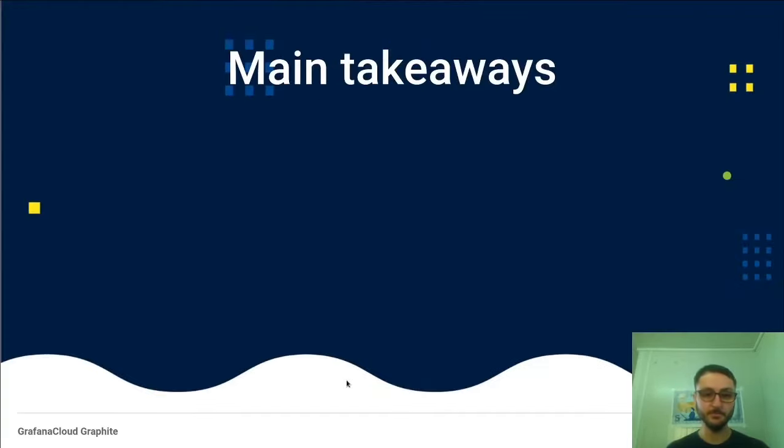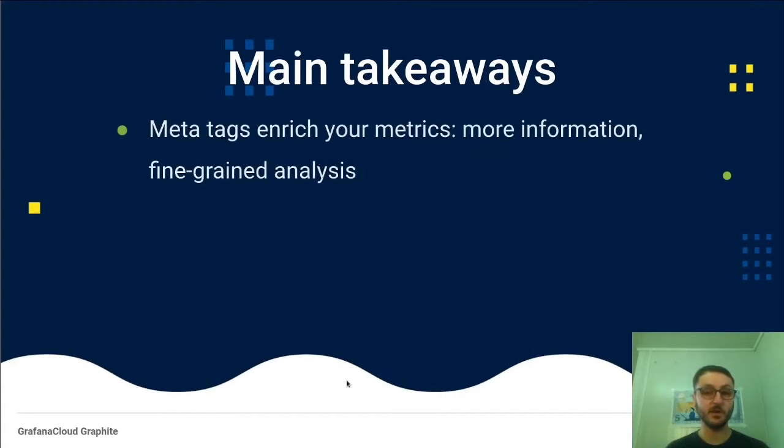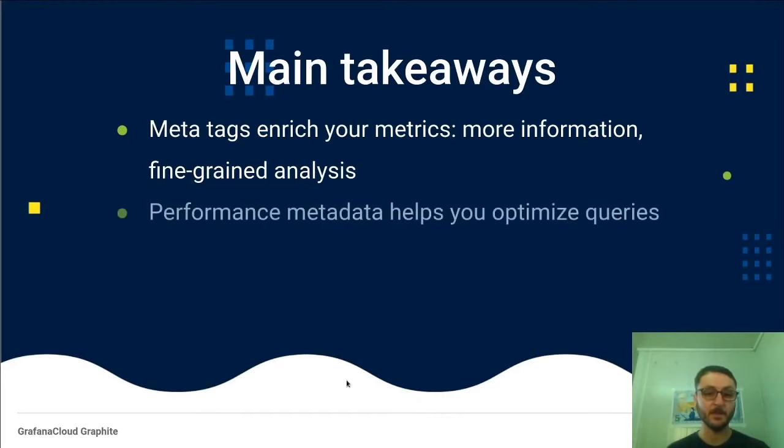And to conclude, the takeaways of this presentation are meta tags. They're really useful in enriching your metrics. So they add a lot more information to your metrics so you can understand better what's going on. You have more dimensions to aggregate or segregate your data by, which can be really helpful when troubleshooting incidents, as we saw in the example earlier.